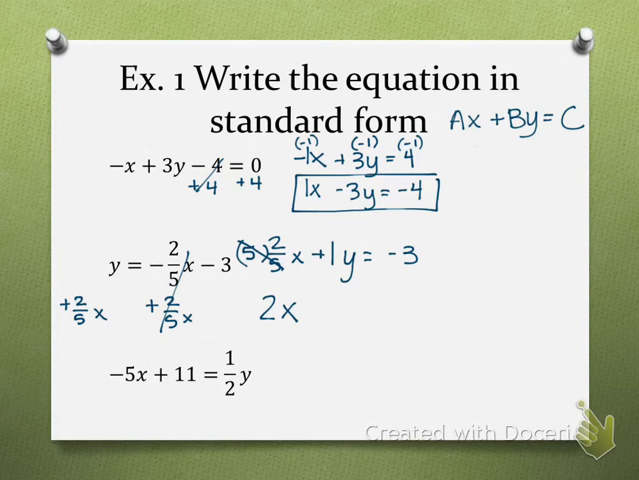Now, whatever we do to one term, we have to do to every single term. So I've got to multiply 1y by 5, -3 by 5. So my equation changes to 2x plus 5y equals -15. Now, is this equation in standard form?